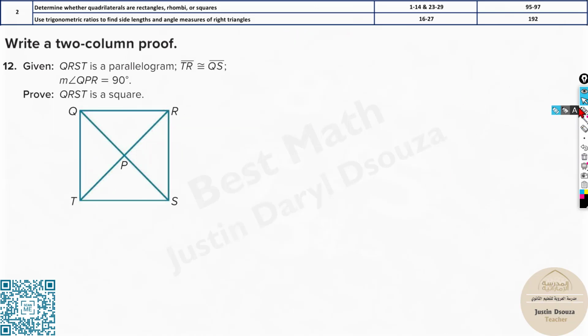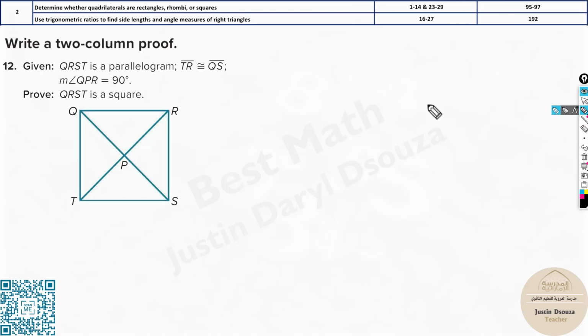It's another proving problem. Here they have told us this is a parallelogram QRST, it looks like a square, and they have given us that the line segments TR and QS are congruent to each other. Okay, the diagonals are congruent, that's very important. And they have also told us QPR is 90 degrees, and we have to just prove it to be a square. So in order to prove this is a square, we need to first try and prove rhombus or rectangle, because it's a parallelogram.